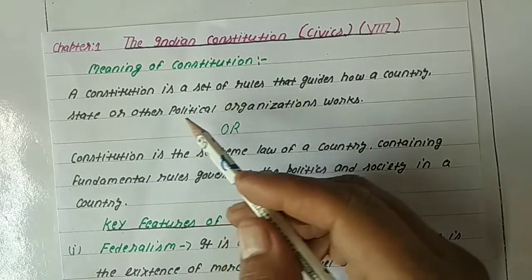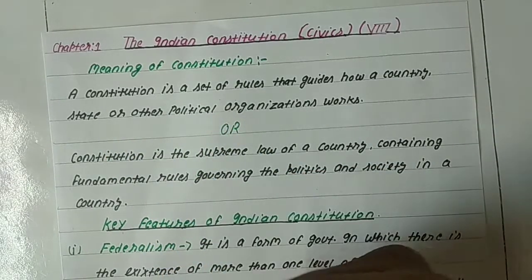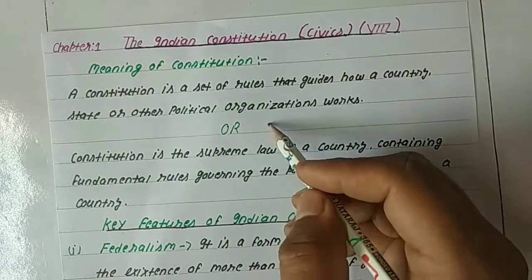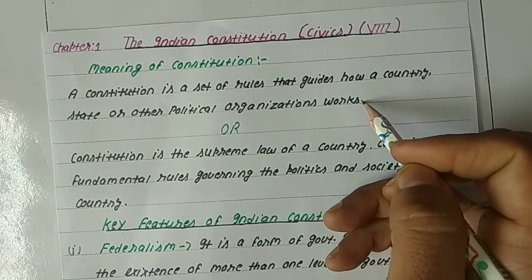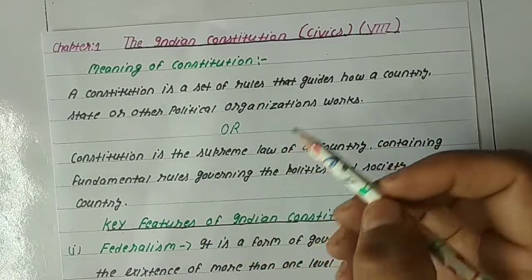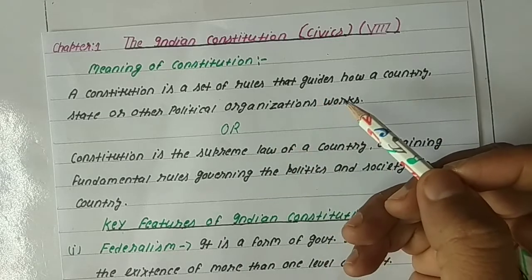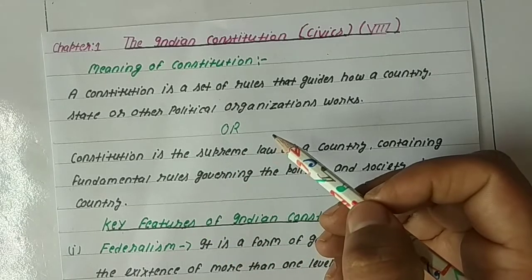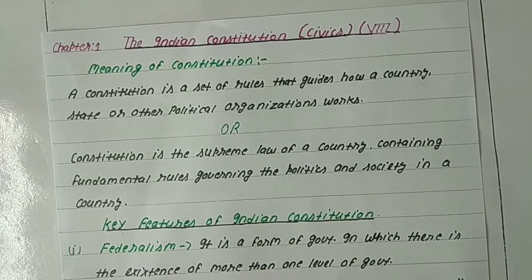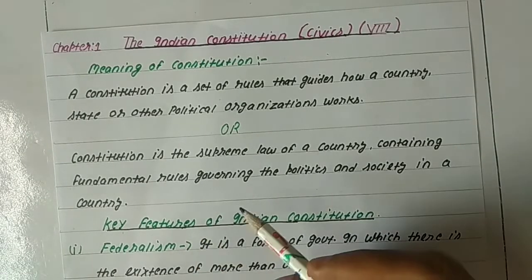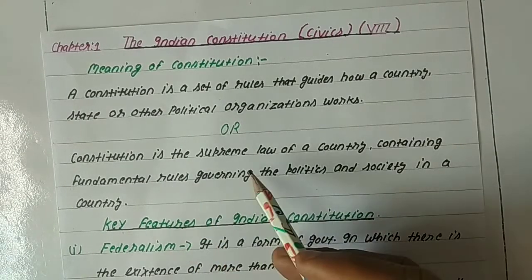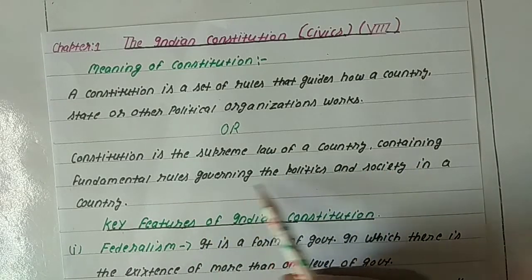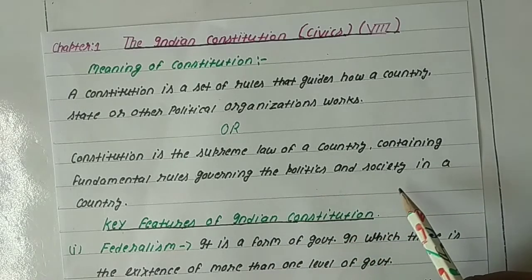A constitution is a set of rules that guides how a country, state or other political organizations will work. Okay, it highlights all those guidelines according to which any country, state or political organization will work or function. We can also say that a constitution is the supreme law of a country containing fundamental rules governing the politics and society in a country.